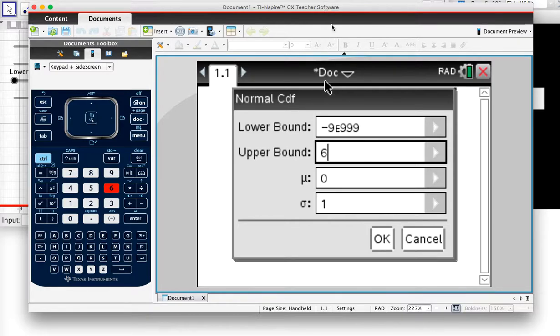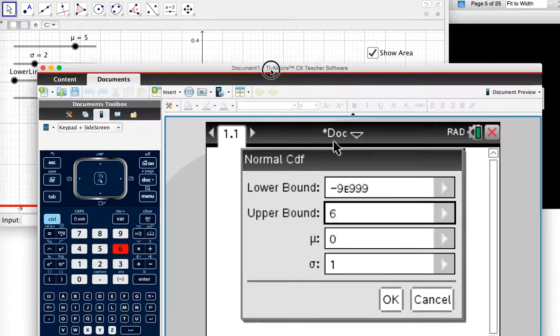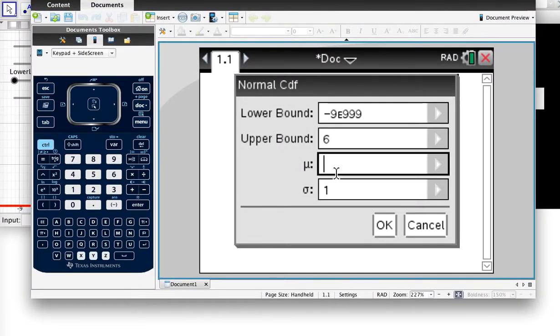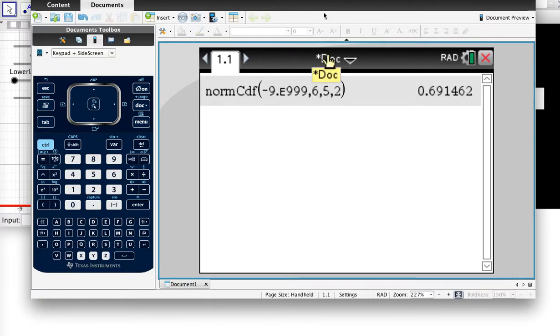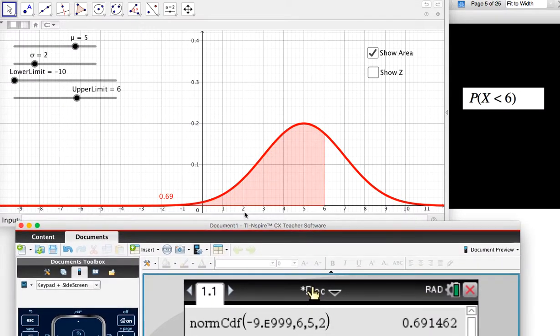and for us the mean, if we look back here, the mean was 5 and the standard deviation was 2, so I can type that in, press OK, and it just instantly calculates that probability for me, 0.691, which we can see to 2dp was the same as I had on my emulator here.